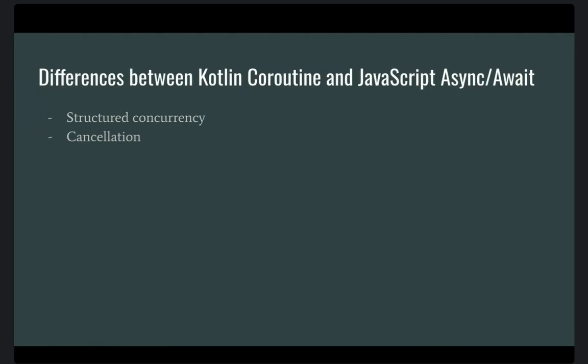Okay. And then cancellation. For cancellation, it's pretty easy for Kotlin Coroutine. You can even specify a timeout for a coroutine to expire and those things. But if you had to achieve those things with JavaScript async await, there is manual work that you have to do. And I think that's the end.